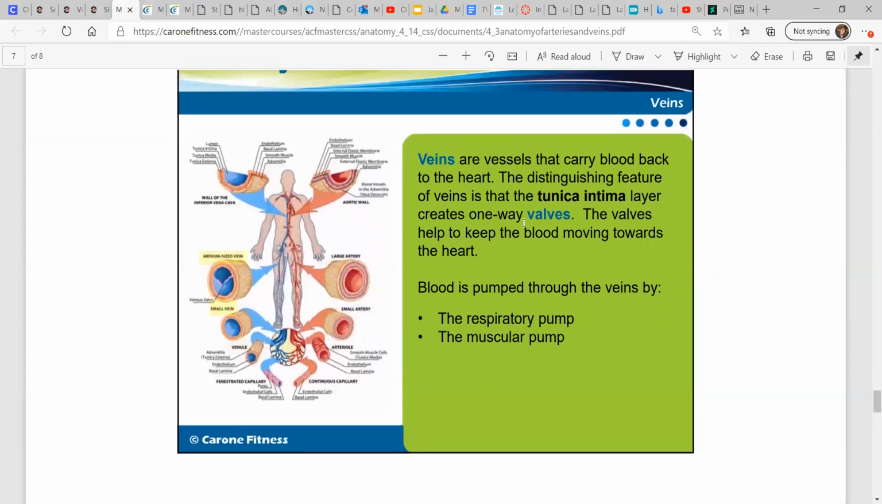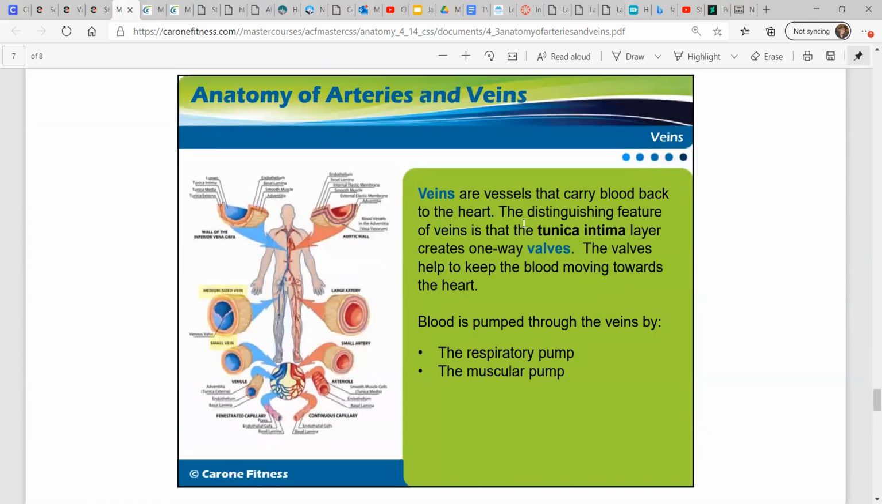And then we have veins. Those are vessels that carry blood back to the heart. And what distinguishes them is the tunica intima layer, and that creates one-way valves. The valves help to keep the blood moving towards the heart. Blood is pumped through the veins by the respiratory pump and the muscular pump.